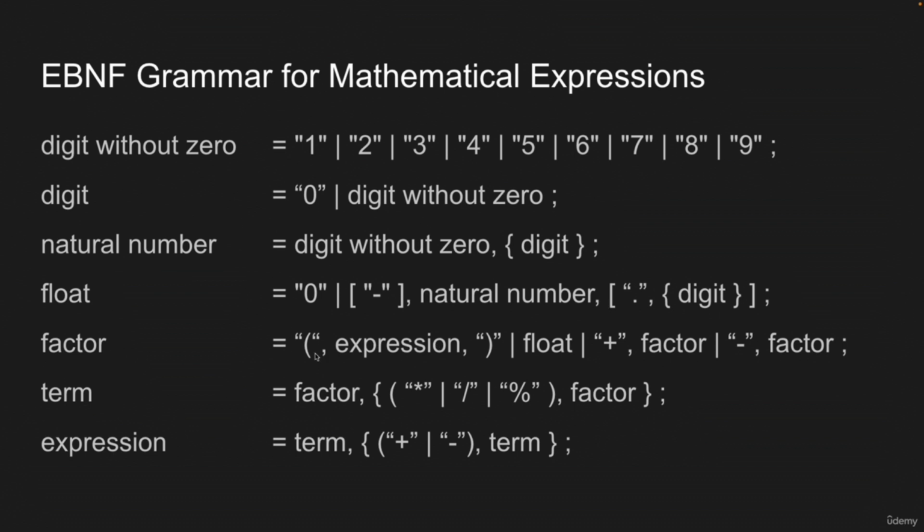And then there's a factor, which is an expression in parentheses, or a float, or a plus and then a factor, or a minus and then a factor. This is just the unary operation pretty much. And then a term: a term can be a factor, and then repeated occurrences of a multiply, or a star symbol, division or modulo, and then a factor. And then an expression is a term, plus or minus a term, pretty much the whole expression, like 1 plus 2 times 3.